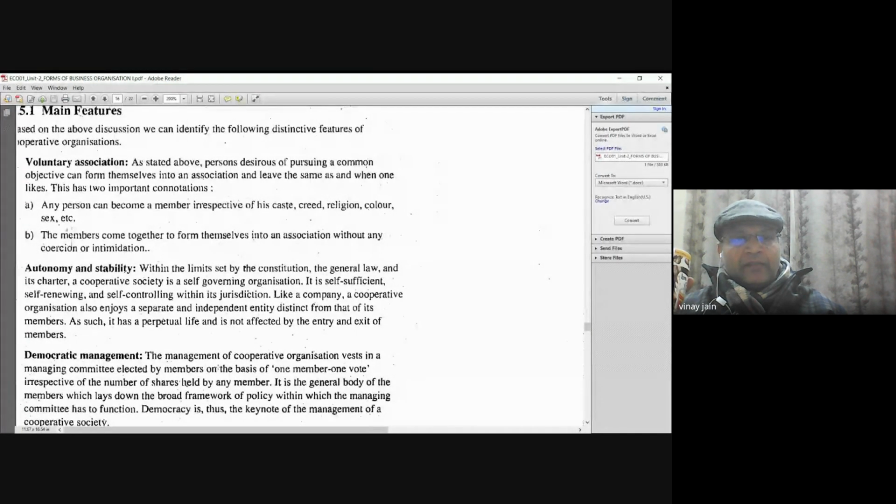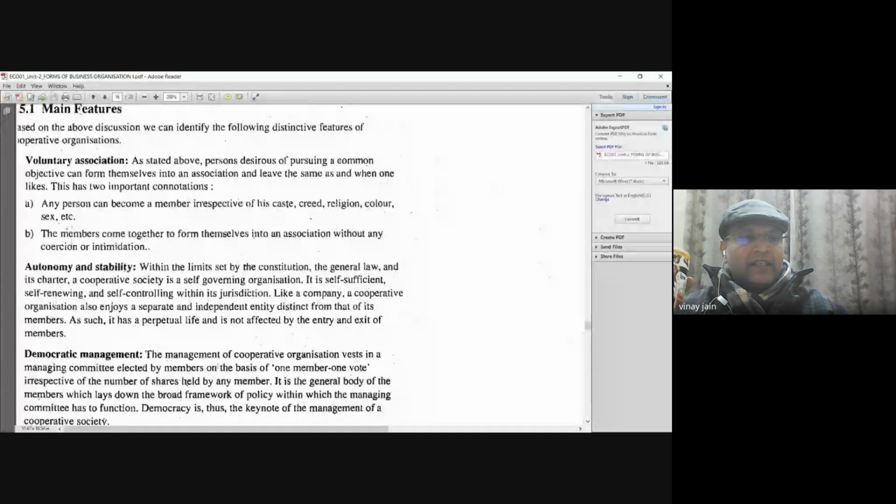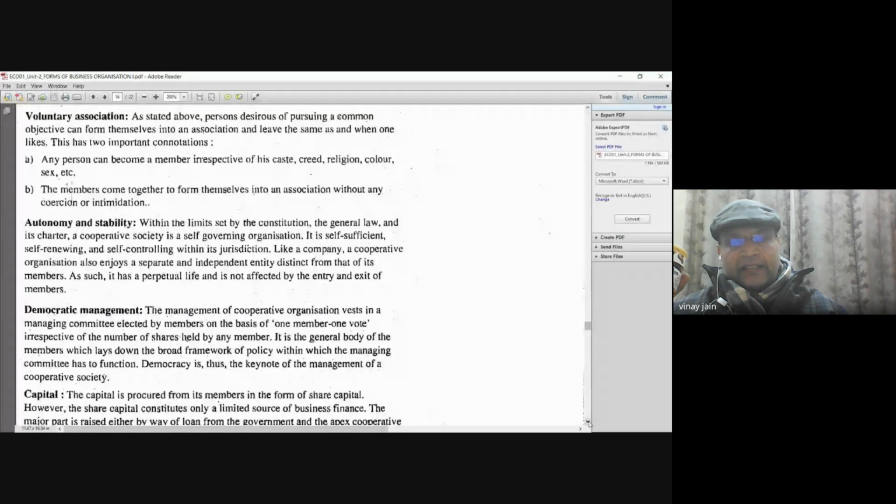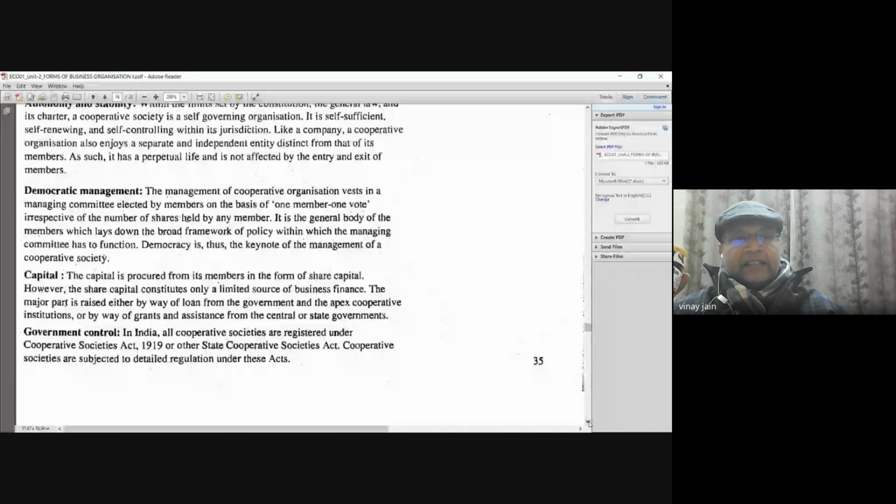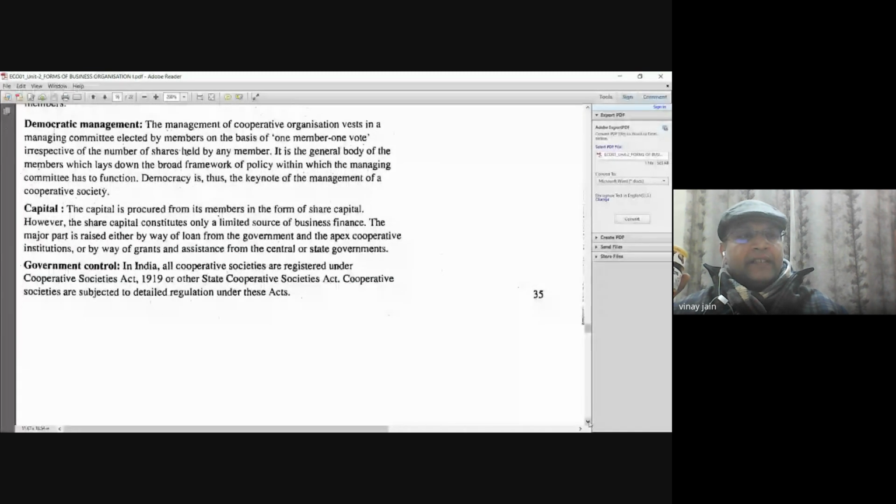So guys, the management of a cooperative organization vests in a managing committee elected by members on the basis of one member, one vote, irrespective of the number of shares held by any member. It is the general body of the members which lays down the broad framework of policy within which the managing committee can function. So guys, democracy is thus the keynote of the management of the cooperative society.